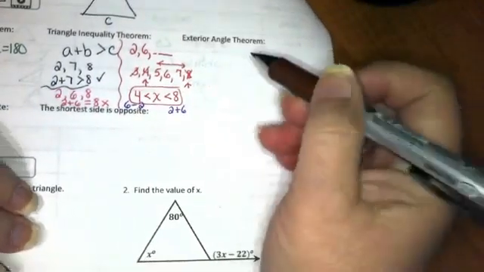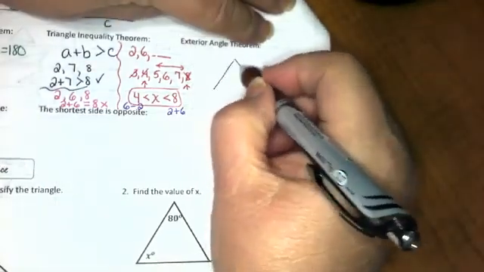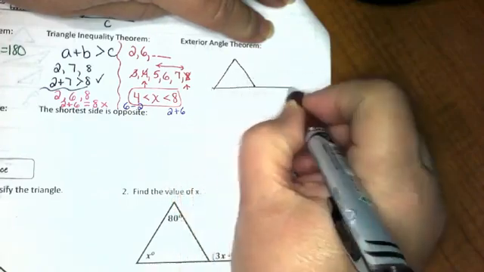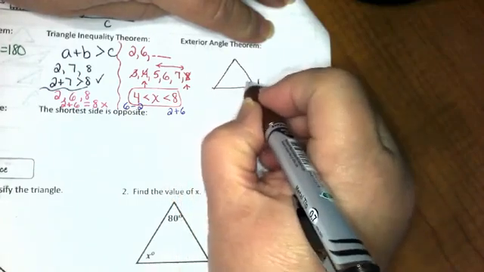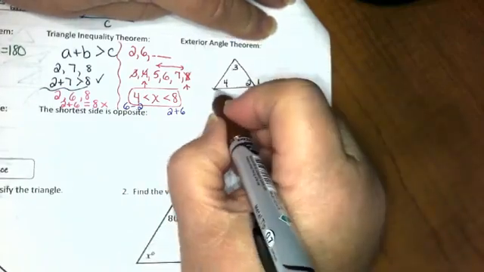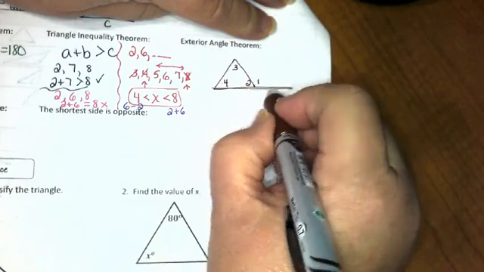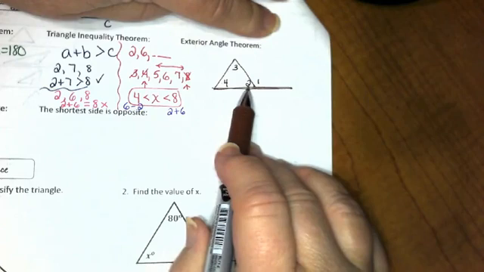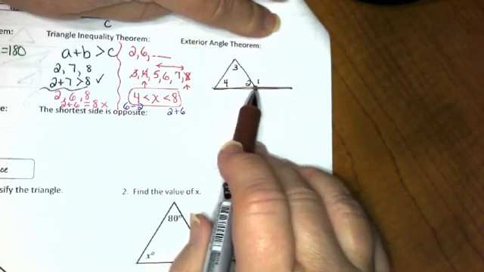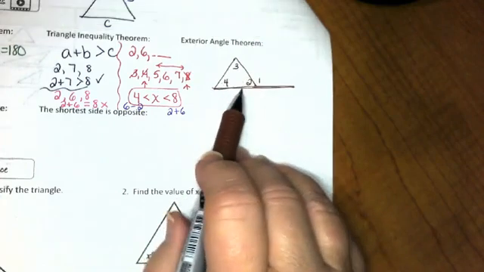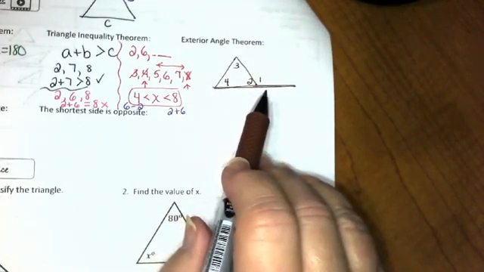The next theorem is our exterior angle theorem. And you may have seen something like this before. An exterior angle is just an extension of one of the sides. I'll go ahead and number these. Just take one of the sides and extend it, and you have yourself an exterior angle to the triangle. Well, if you notice, angle 1 and 2 are a linear pair, so they have to add up to 180. And then 2, 3, and 4, because they're the angles in the triangle, also have to add up to 180.